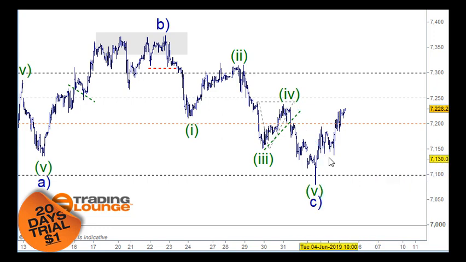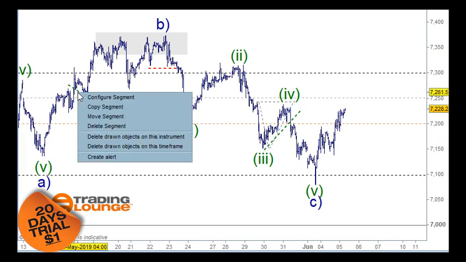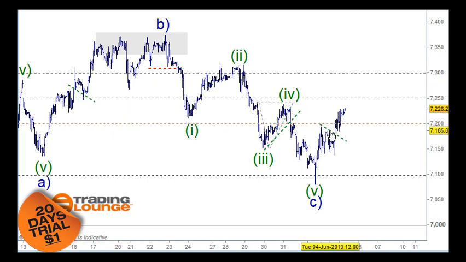I'm sorry I didn't get you in earlier here, because if I was going to get you in earlier, this is where I would have gotten you in, after the first wave structure here with a stop under here, but that's not the case now.